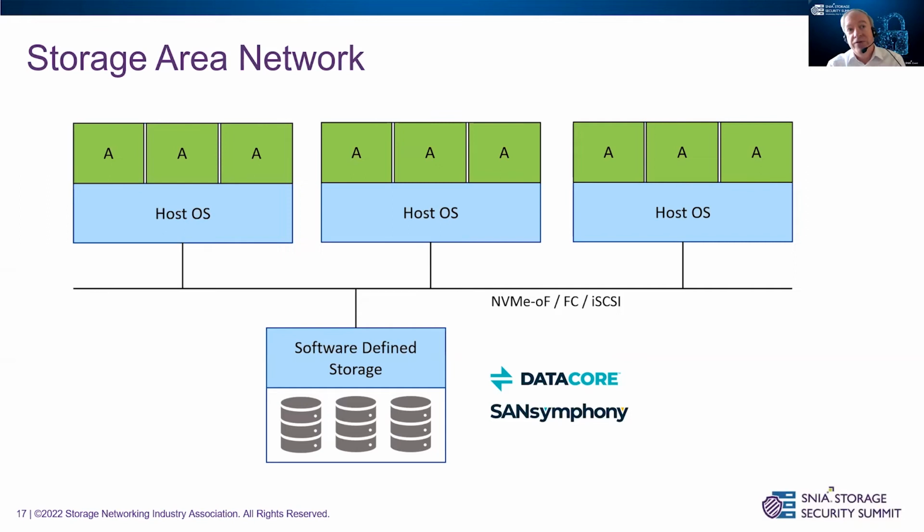In many environments, data will be stored on an array connected to a storage area network using NVMe over Fabric, Fiber Channel, or iSCSI. This improves capacity utilization and provides the opportunity for centralized data services, including encryption at rest. However, with the introduction of a network, consideration needs to be given to protecting the data in motion between the array and the server.